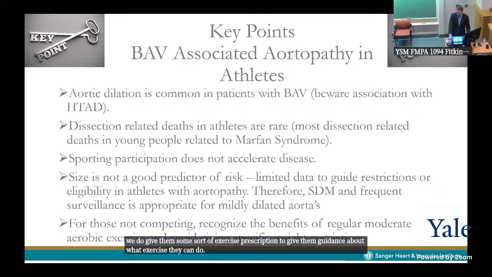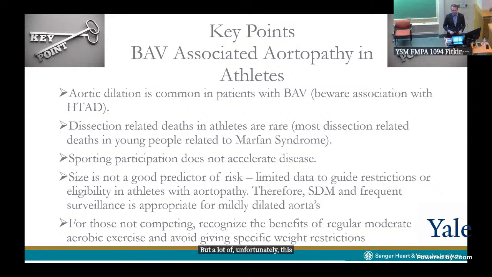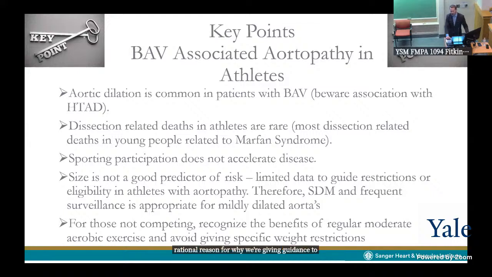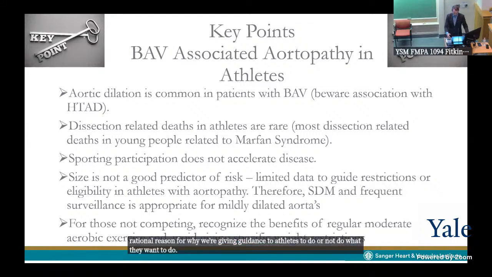But unfortunately, this talk has probably been different to certainly other Grand Rounds talks that I give and other talks that you guys have probably heard, because a lot of other talks is based on data, right? That's what we work in cardiology world. We work in randomized control trials. And unfortunately in sports cardiology, we just don't have that data. And so we got to try and piece all of these other pieces of information together to try and come to some rational reason for why we're giving guidance to athletes to do or not do what they want to do. But we do want to gather this data.